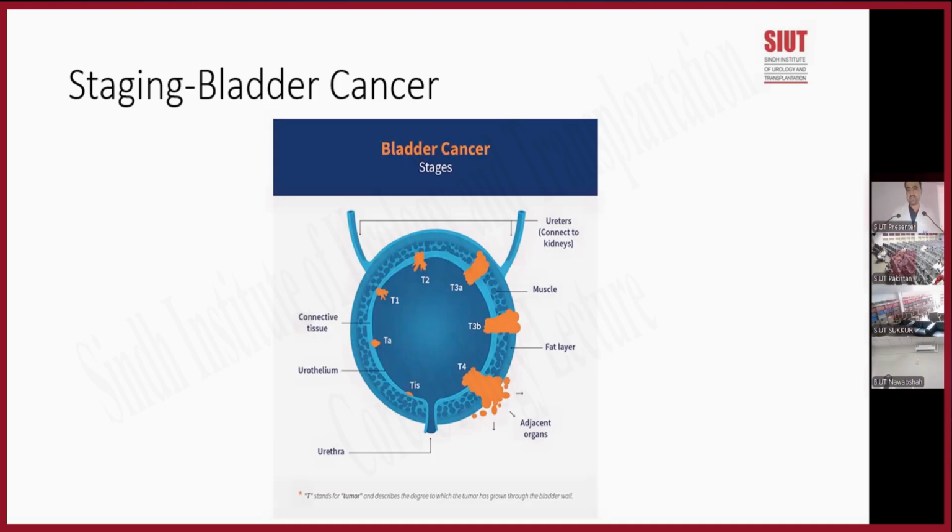T1 is not to the muscle, Dr. Imran. T1 is to the lamina propria itself, and when it reaches the muscular layer, then it is T2.